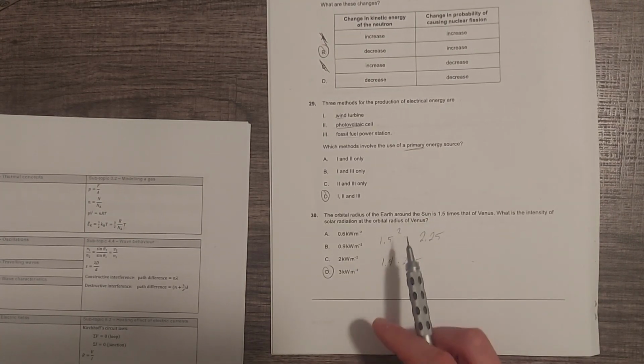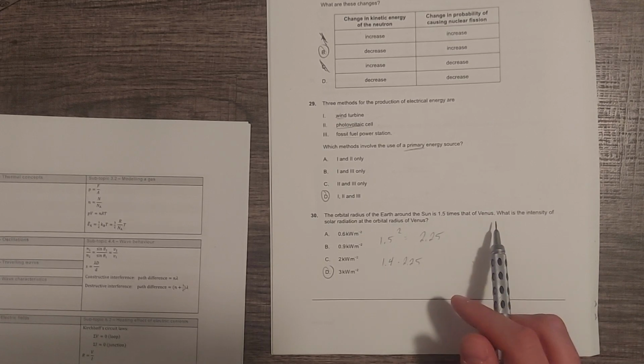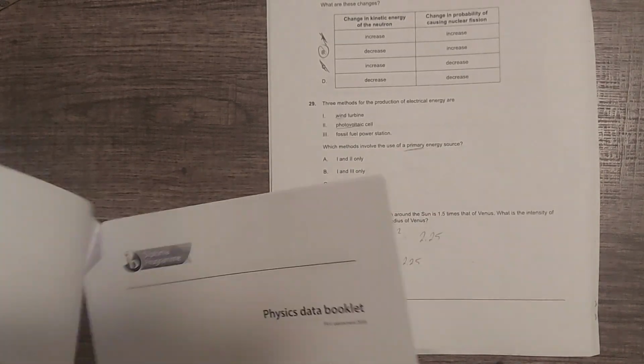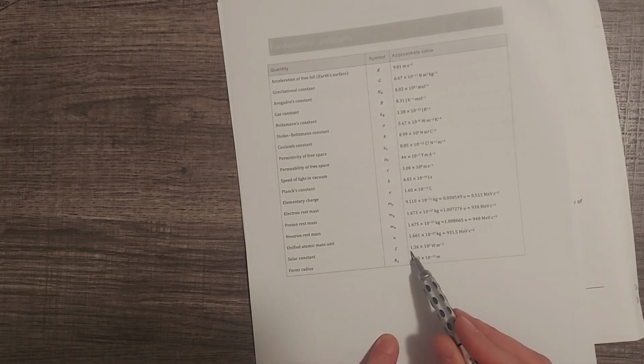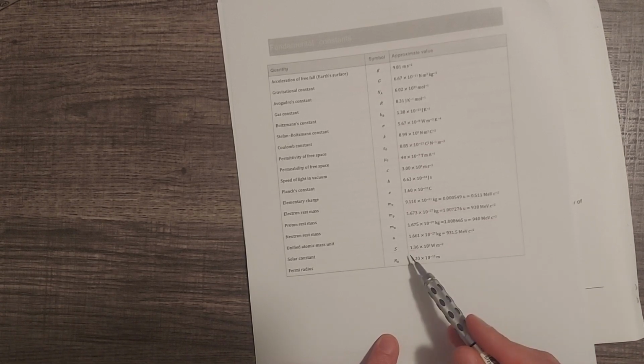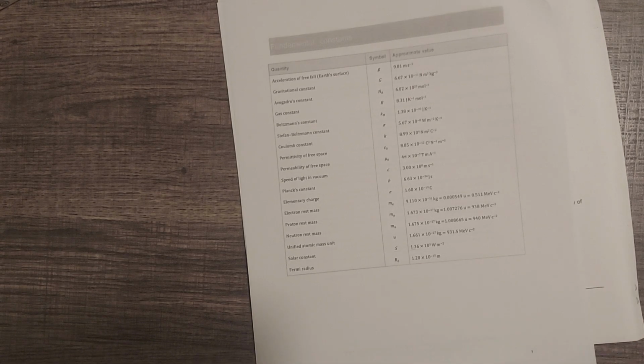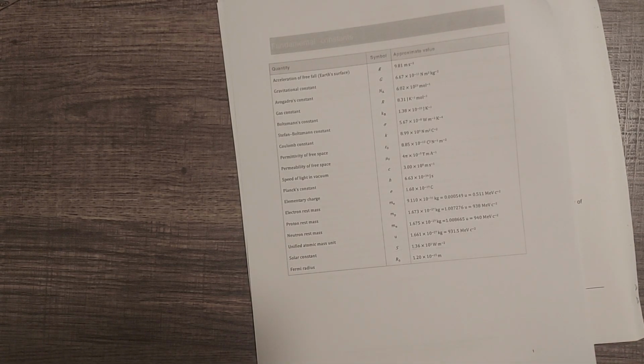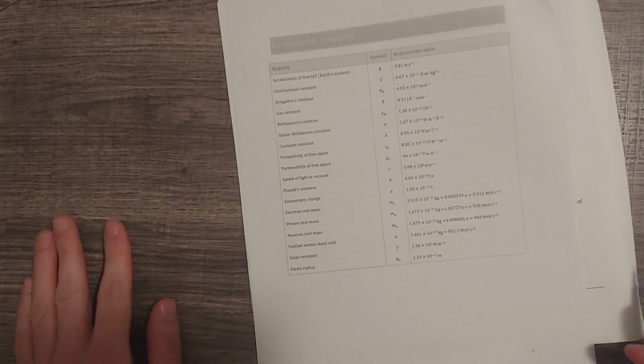The orbital radius of the Earth around the Sun is 1.5 times that of Venus. What is the intensity of solar radiation at the orbital radius of Venus? So there's a solar constant in your data booklet in the portion with constants. All right, the solar constant, S, I'll just call it, well, it's 1.36 times 10 to the 3 watts, or 1,360 watts per square meter at Earth. So at Venus, it must be greater than that because Venus is closer.